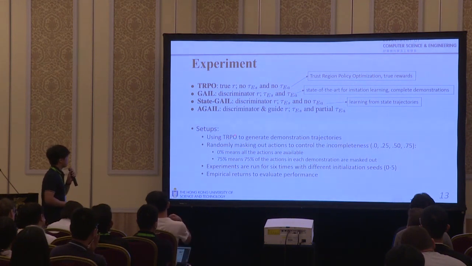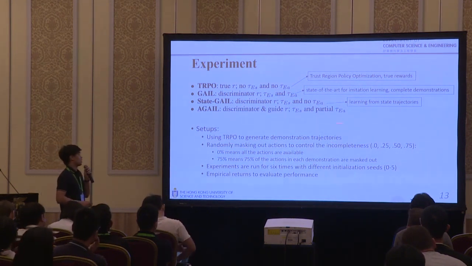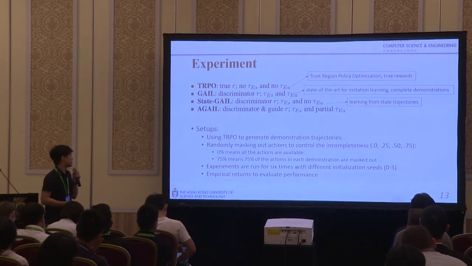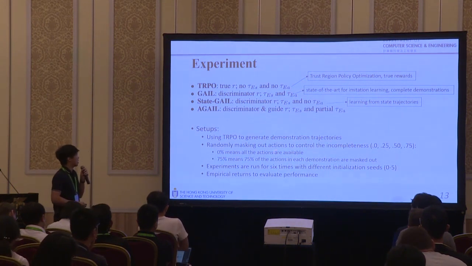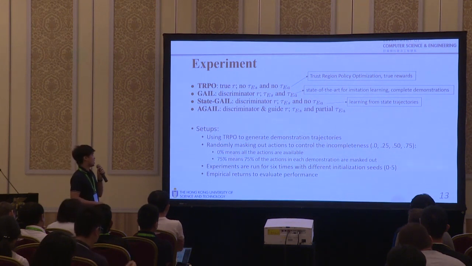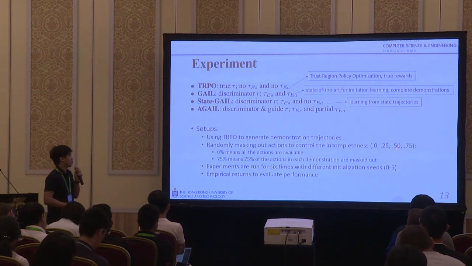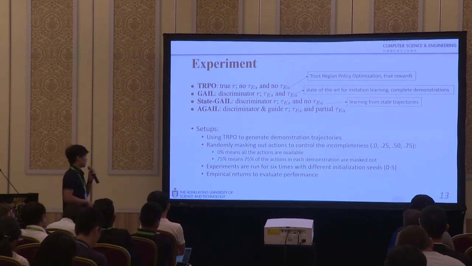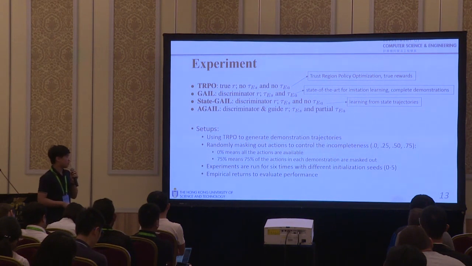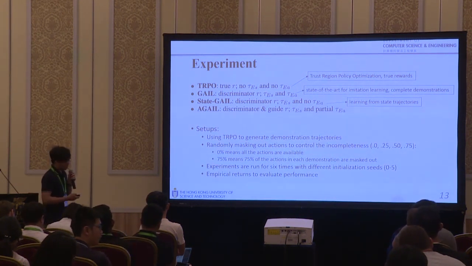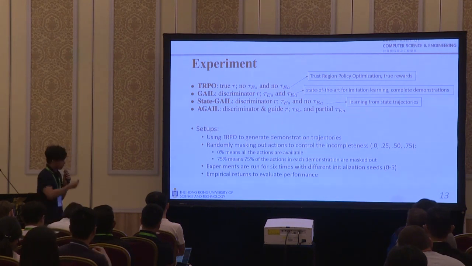We use TRPO to generate trajectories as the expert demonstrations, and then we randomly mask out actions to control the input bandwidth. The 0 means that all the actions are available. The 0.75 means that 75% of the actions in each demonstration are masked out. We ran the experiment 6 times with different initialization seeds, and we use empirical returns to evaluate the performance. And the final one will show a demo.